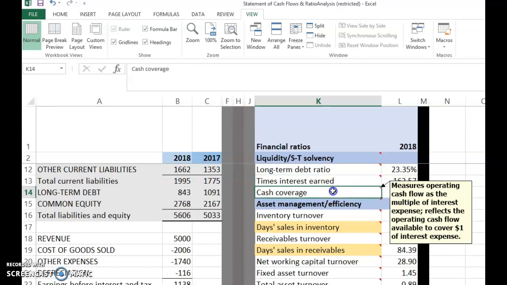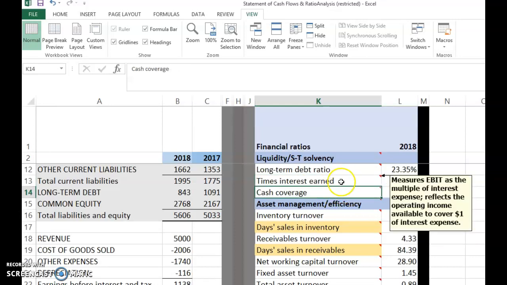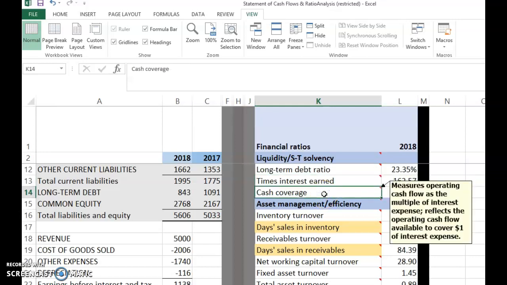Okay, the next ratio is cash coverage, which is an extension or a modification of the times interest earned ratio. Note that the times interest earned ratio uses an accounting measure of income, earnings before interest and tax. It's not a cash flow measure. Therefore, here we use a cash flow measure of income. It measures the operating cash flow as a multiple of interest expense. It reflects the operating cash flow available to cover $1 of interest expense.